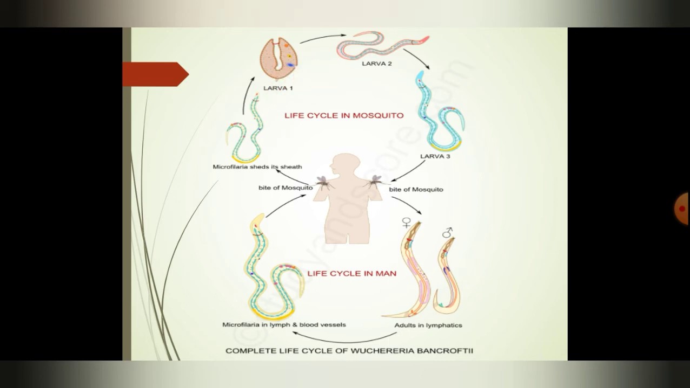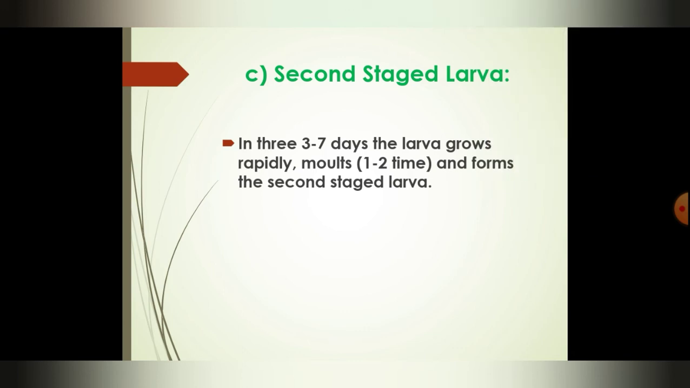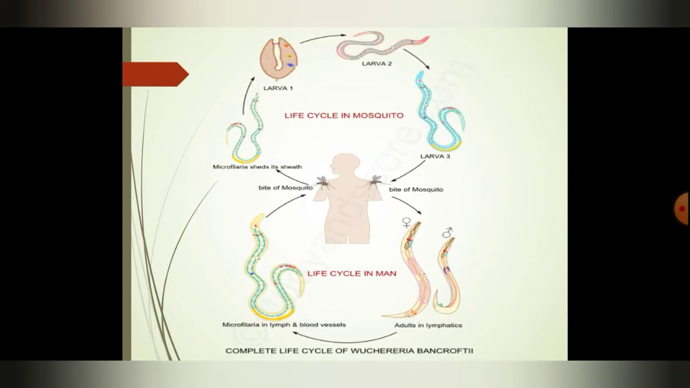Then next stage, second stage larva. In 3 to 7 days, the larva grows rapidly. Molt, I told you what molting is. Molting is an increase in height, weight and length, usually in order to grow, or the removal of the outer body covering in order to show growth and development. So from the first larva it forms the second larval stage in 3 to 7 days.